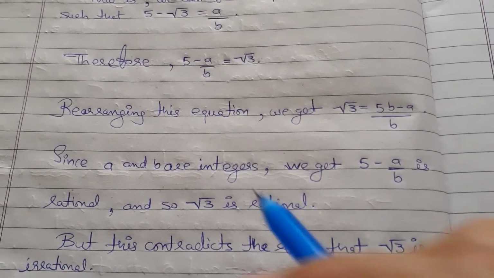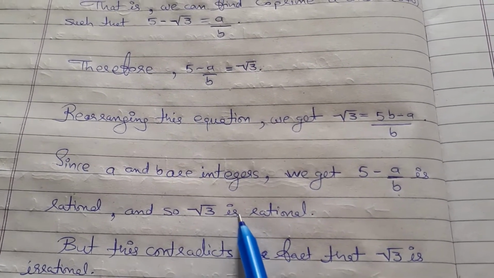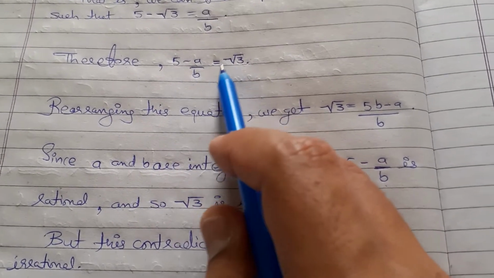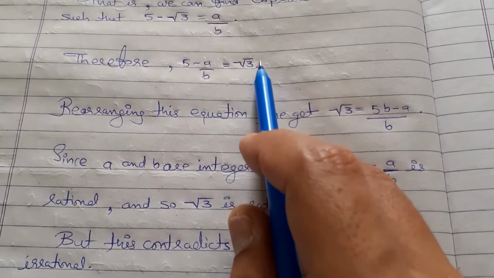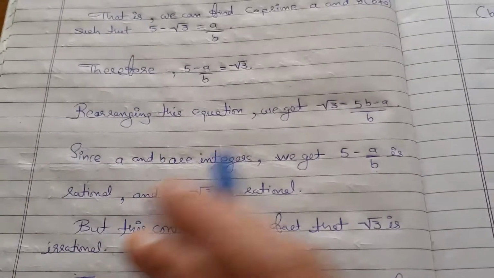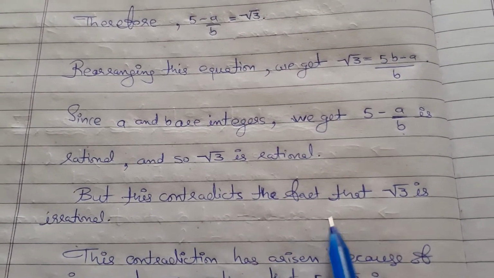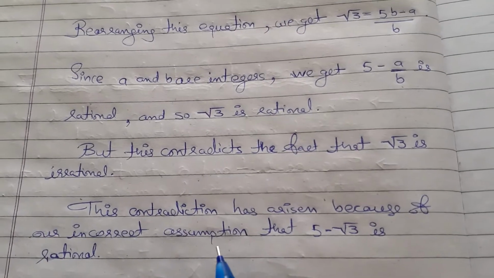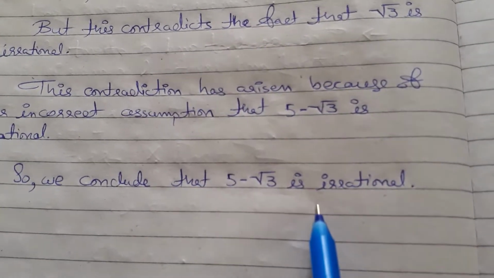But if 5 minus a by b is rational, then root 3 is also rational, because the equal sign is there. If this is rational, then by the equal sign we get this also rational, but root 3 is irrational. We have already proved that in example number 9. So this contradicts our fact that root 3 is irrational. Therefore 5 minus root 3 is irrational.